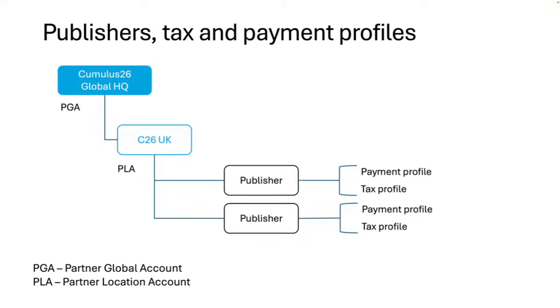Now, what are these? A payment profile is the banking information, essentially, that Microsoft needs in order to pay you when customers buy your product through the Azure Marketplace. A tax profile is the information that Microsoft uses to collect taxes on your behalf from the sales of your software.